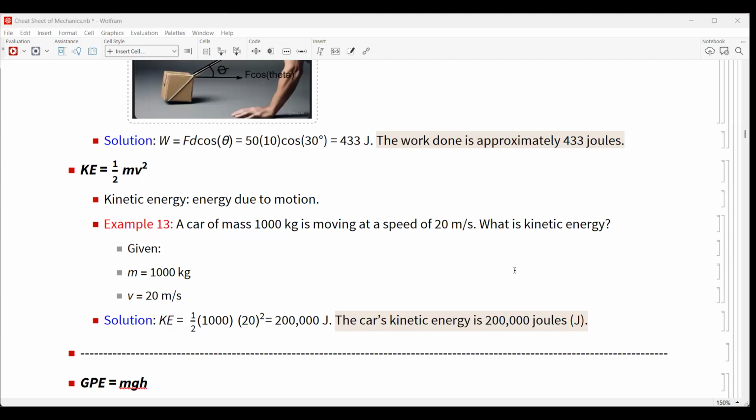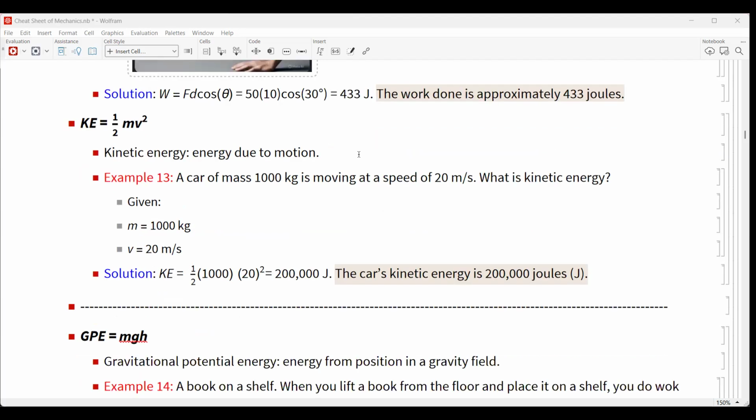Kinetic energy. Kinetic energy is the energy due to motion. A car of mass 1,000 kilograms is moving at a speed of 20 meters per second. What is its kinetic energy? Given here, mass equals 1,000 kilograms, and the speed is 20 meters per second. Using the formula 1/2 mv squared, the mass is 1,000, the speed is 20 meters per second. That's equal to 200,000 joules. The car's kinetic energy is 200,000 joules.